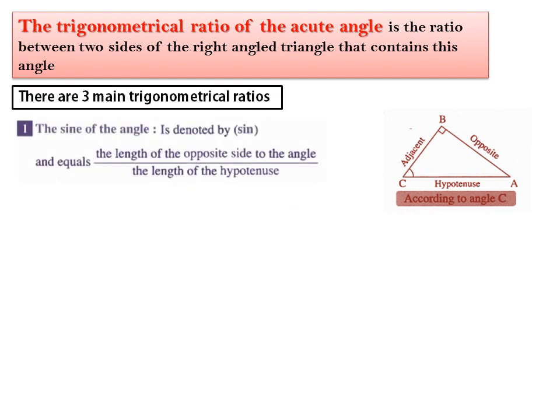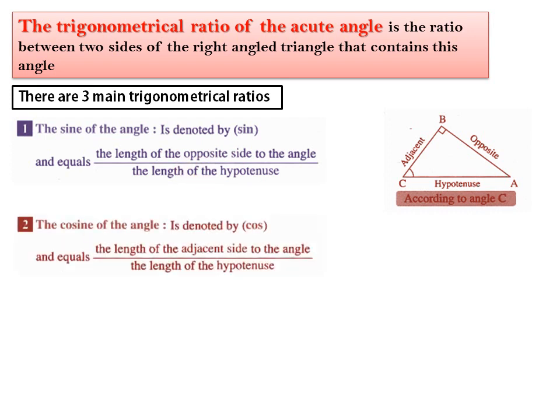Number one is the sine of the angle, denoted by sin, equals the length of the opposite side over the hypotenuse. Number two, the cosine of the angle, denoted by cos, C-O-S, is the length of the adjacent over the hypotenuse. Cosine equals adjacent side over hypotenuse.